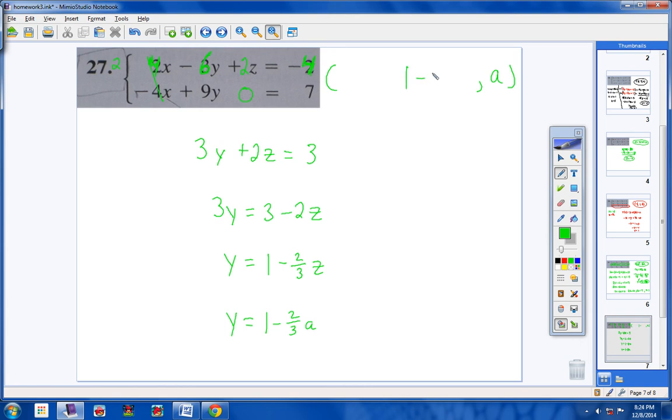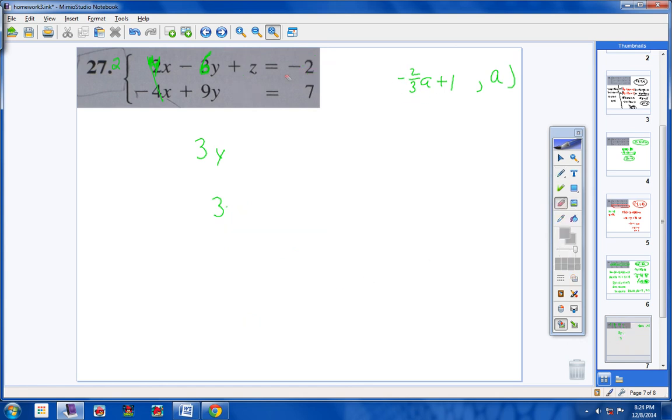For y, I'm going to put 1 minus 2/3 A. Actually, you should put the A term first to be technically correct. So negative 2/3 A plus 1. If you do not put the A term first, I will not take off any points. That's fine. And now I'm going to take my x and my y and my z and substitute it in.